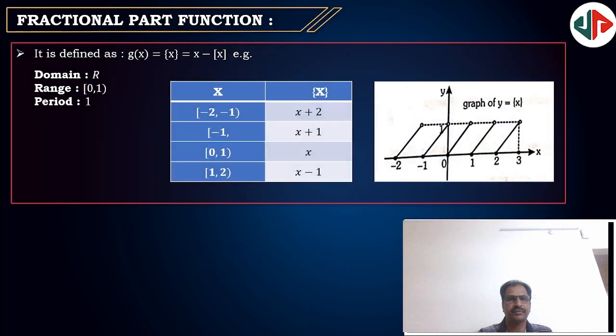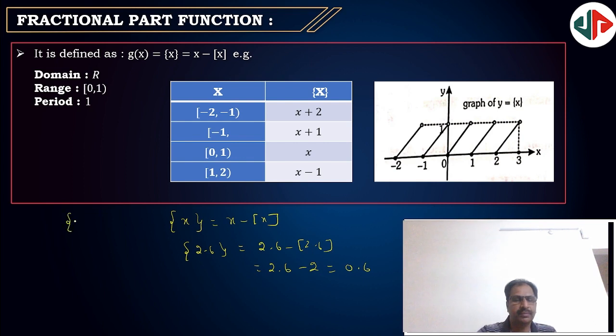Next, fractional part of x. If x is any real number, fractional part of x is denoted like this, and it is nothing but x minus floor of x. For example, what is fractional part of 2.6? This is nothing but 2.6 minus floor of 2.6. What is floor of 2.6? 2, because it lies between 2 and 3. So 2.6 minus 2 is 0.6.